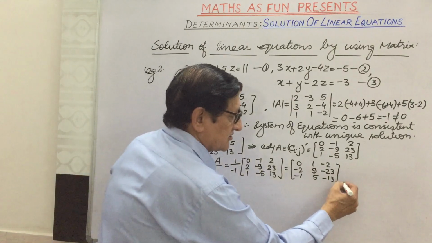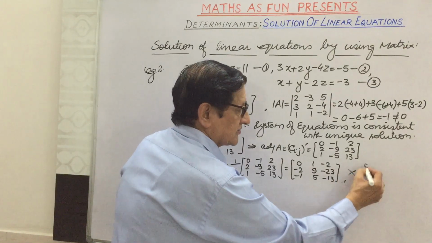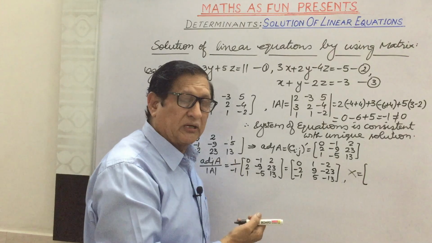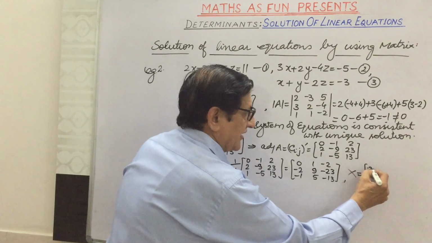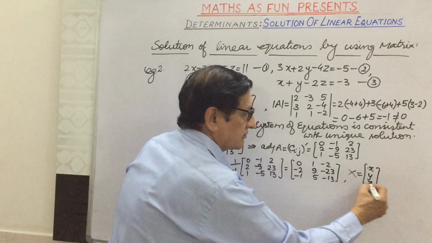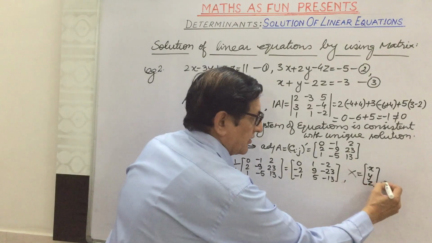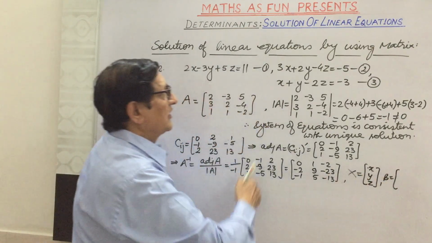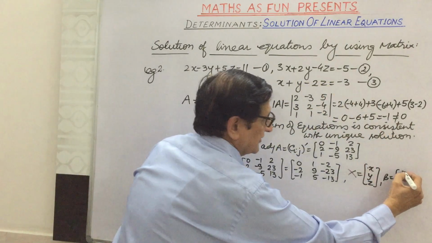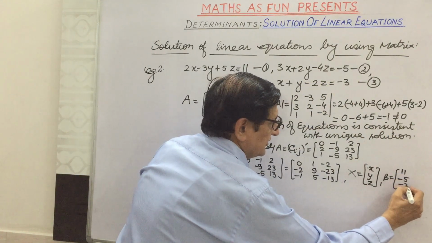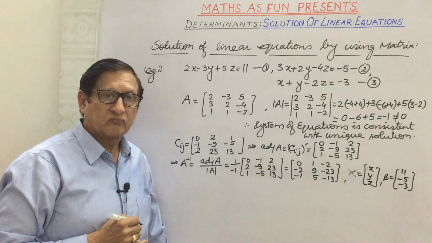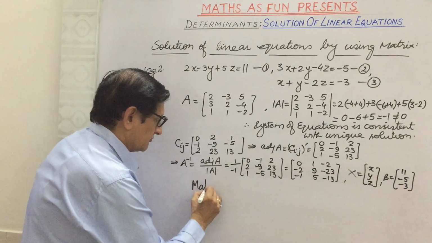Now we know what is X. X is the column matrix of variables, that is X, Y, Z. What is B? The matrix of constants, and that is here 11, minus 5, minus 3. Then we know the matrix equation.